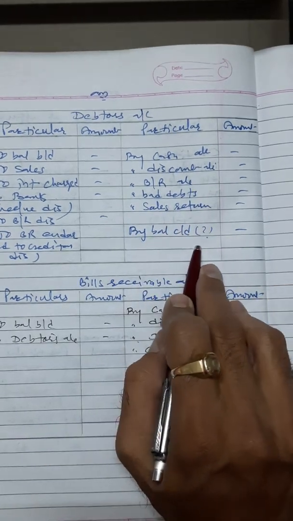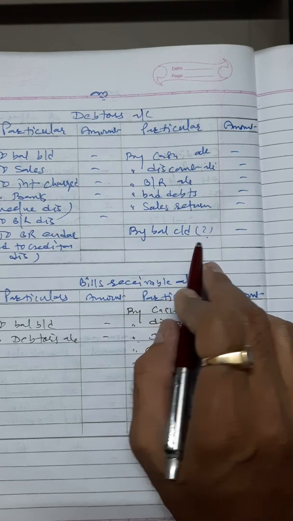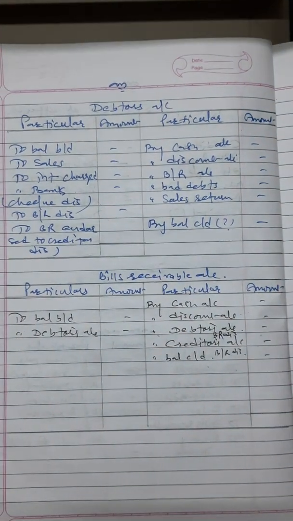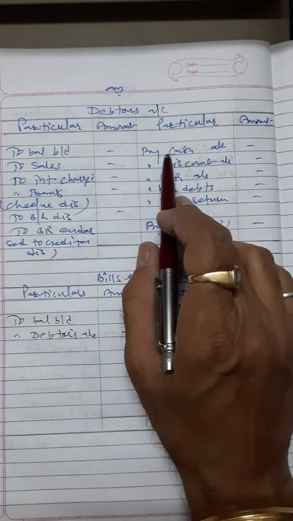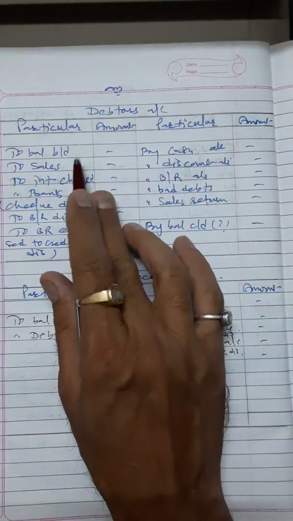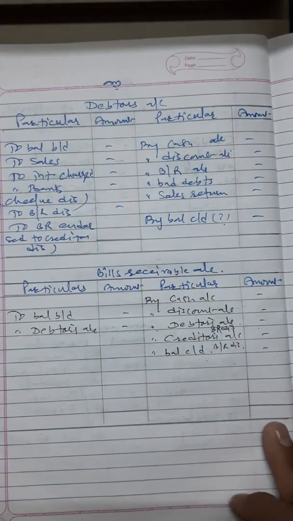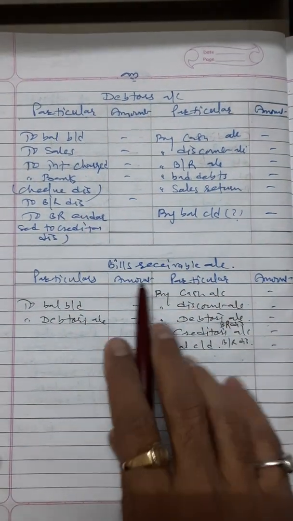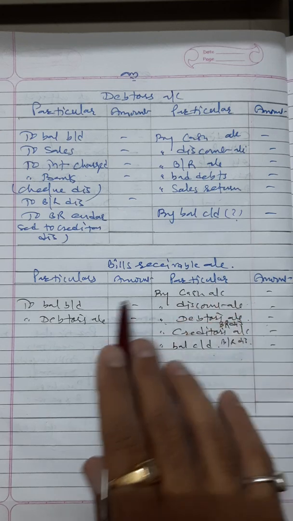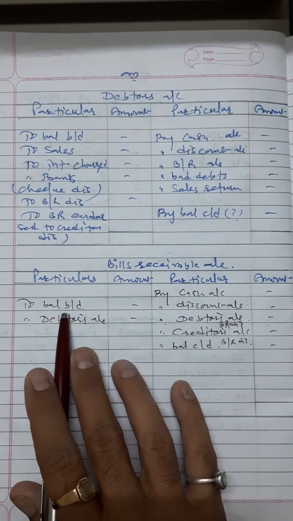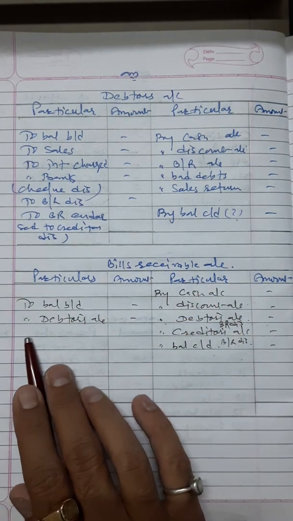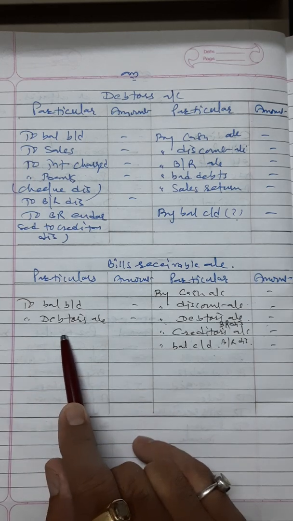At last you will find the closing balance of the debtors account, or here it may be missing: cash received from debtors, or opening balance, or credit sale. Then after it comes the bills receivable account. Here also on the debit side you have to write the opening balance and bill signed by debtors.